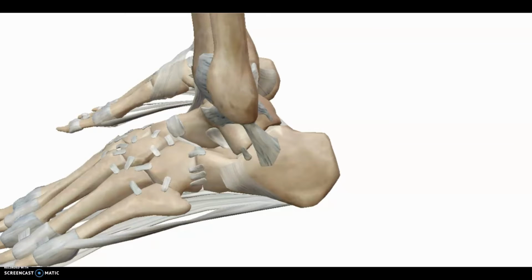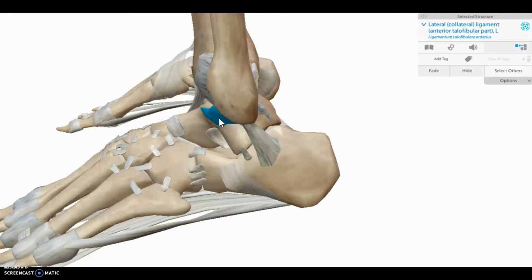Alright, so here we are in Visible Body, and we're going to be focusing on this ligament right here, this ligament right here, and this ligament right here. I'll give you guys a second to try to name those ligaments. Okay, so this ligament right here, we're going to be calling the anterior talofibular, and opposite of that, we can call this one the posterior talofibular. And then the only one remaining would be the calcaneofibular.